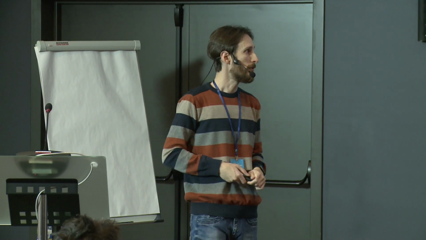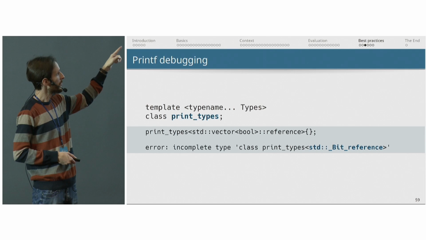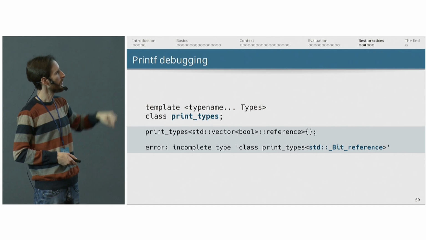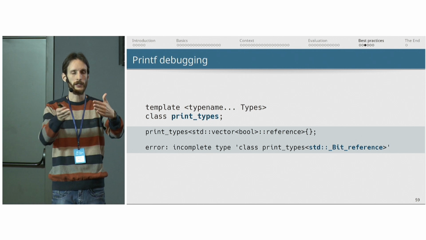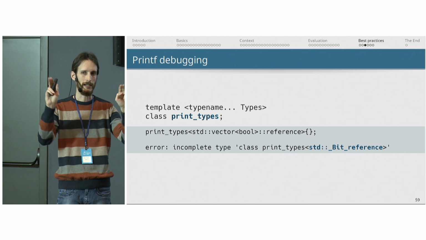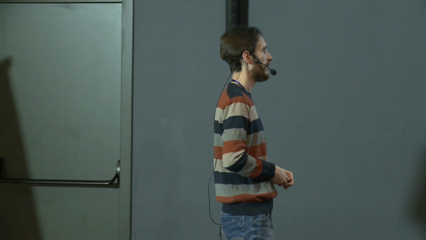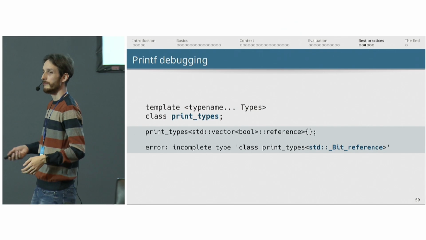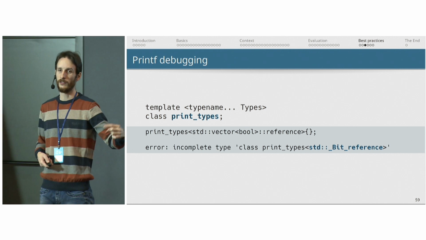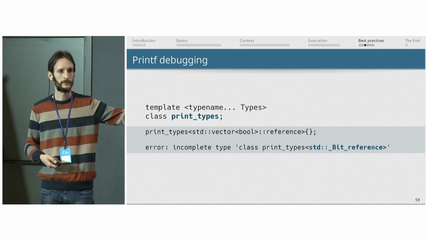This is like printf debugging in normal C++. When you write print types of, for example, std::vector<bool>::reference, and try to compile, during compilation this class will be instantiated, and you're going to get a printf message from the compiler saying incomplete type print types of std::bit_reference. So now we know what std::vector of bool::reference returns.